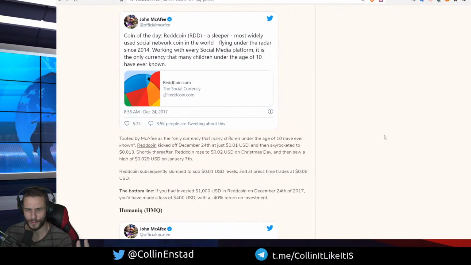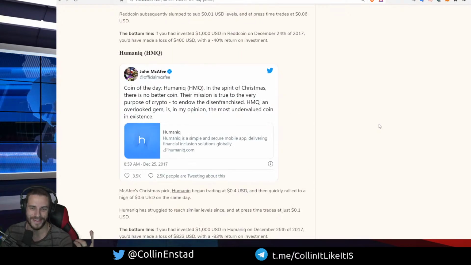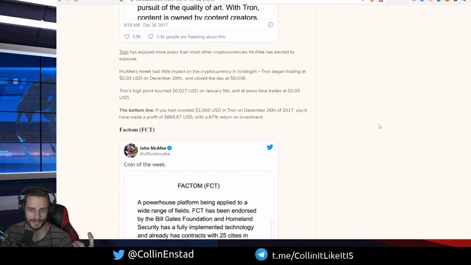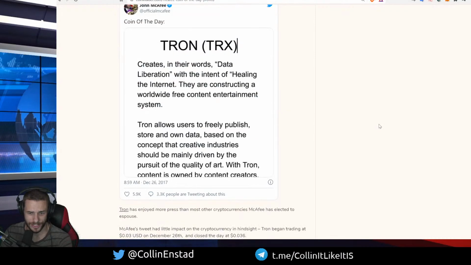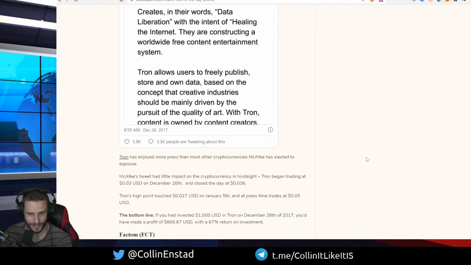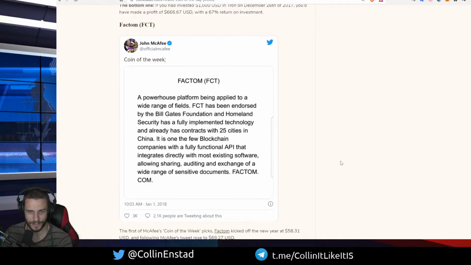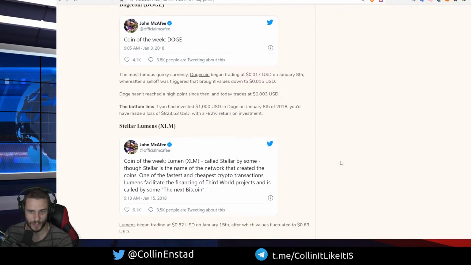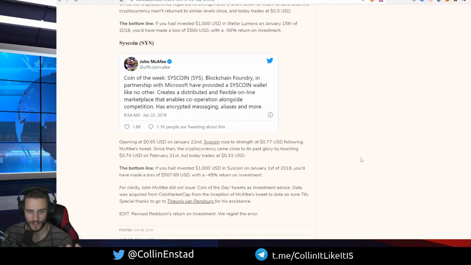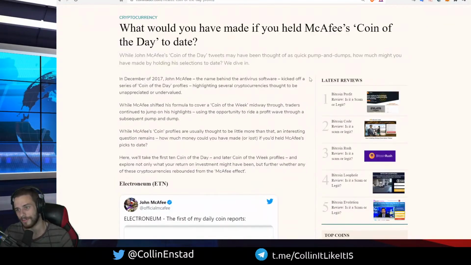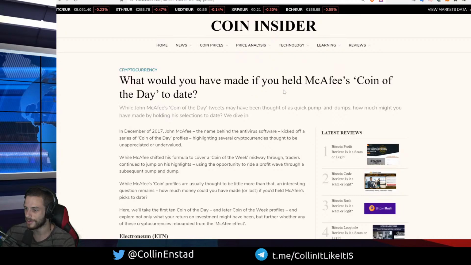And then Red Coin. It is the only currency that many children under the age of 10 have ever known. Like, what? Humanic, Tron, Factum. Tron probably wasn't even a thing at that point. This might be the only one that's high. So Factum, Dogecoin, Stellar Lumens, Syscoin. And so that was fun, right? Every coin pumped after he talked about it, right?